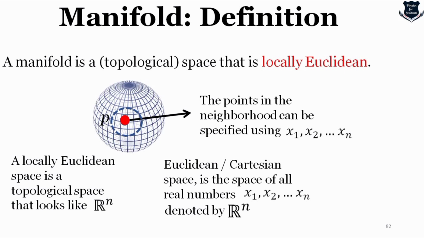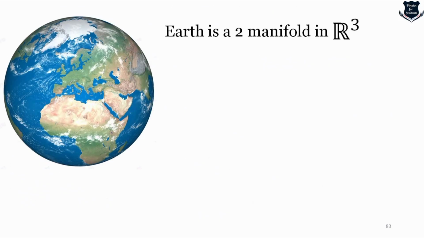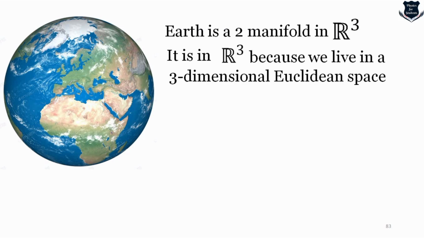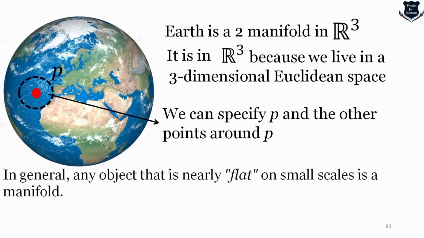are real numbers, and it looks something locally like the Euclidean plane. This one is the local and this one is the Euclidean. Okay, so we have a similar example. We have got the Earth. It is two-dimensional in R3, because we live in a three-dimensional space. This is the one, so we can specify a point. And in general, any object that is nearly flat on small scales is a manifold. This is an example with our Earth.